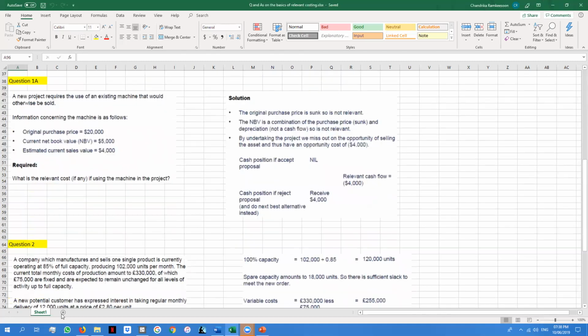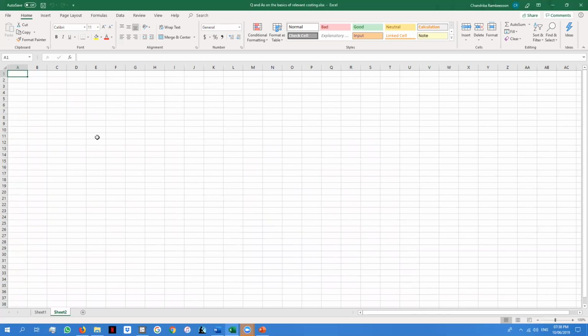But let me use an example to show you this thing about incremental. An incremental cost is a relevant cost. An incremental cost is an additional cost as a result of a decision. Previously, we used the example. Let me use that same example. Currently, the scenario is this.